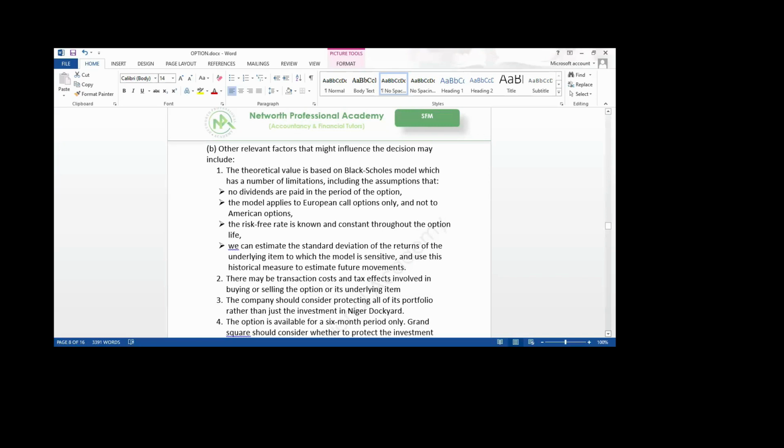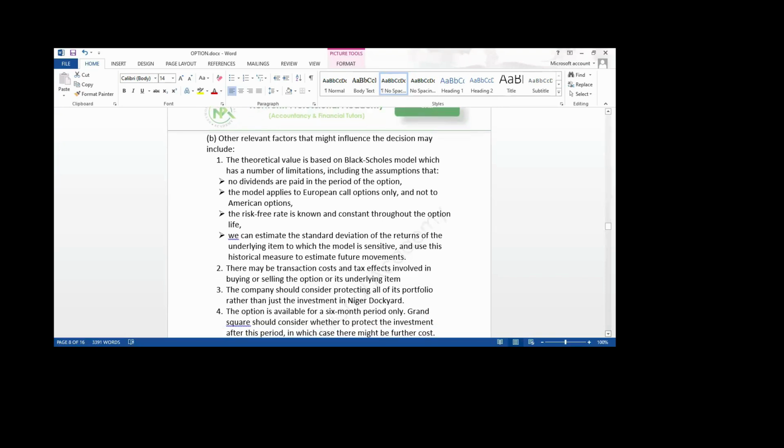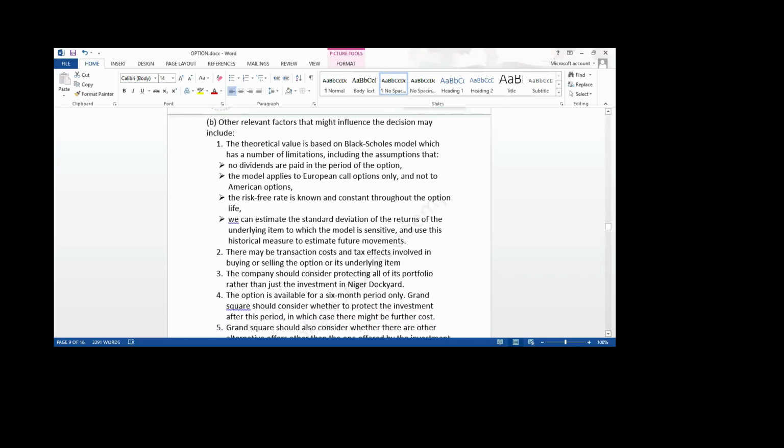Then number three, the company should consider protecting all its portfolio. Investments in Niger Dockyard. What that point is saying is that the company total portfolio is 100. Niger Dockyard investment is just 15%. So why are you protecting only 15%? The option is only available for 6 months. The company should consider whether to protect the investment after this period.